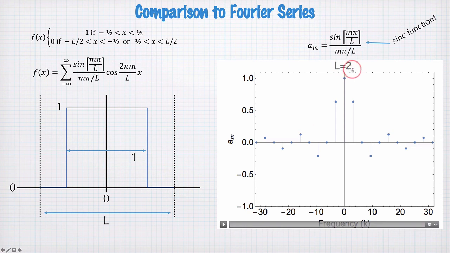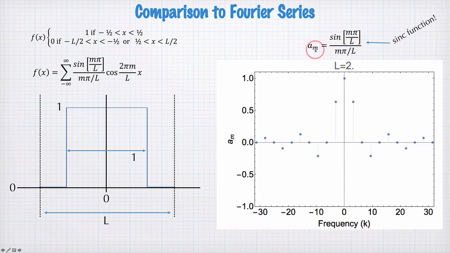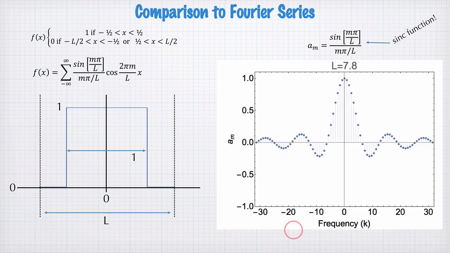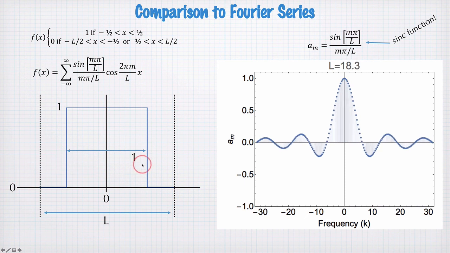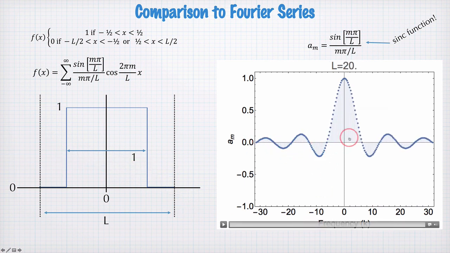Here is L equal to 2, and we can see our discrete points here. This is the frequency spectrum of our coefficients a_m, the coefficients in this Fourier series. And as we increase L, this is what happens. We have more and more points appearing in this frequency interval. The width of this function is not changing because we're not changing the width of our peak here, but the number of points increases. And as the interval L tends towards infinity, this would tend towards a continuous function. And that would be the Fourier transform.